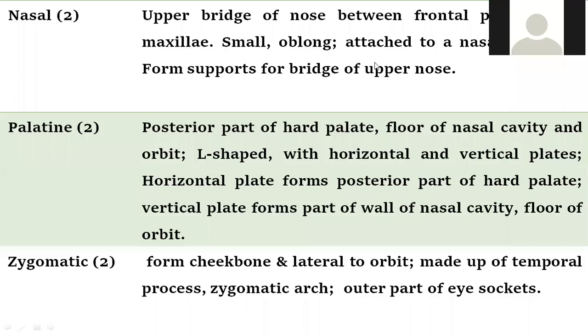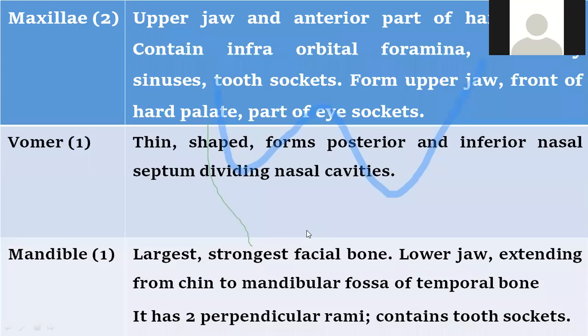So we are still on the bones that make the facial bones. Another paired bone of the face is the maxilla. And I'm sure you know this, that the maxilla is the upper jaw and anterior part of the hard palate. It contains the infraorbital foramen and the maxillary sinuses. Also, the tooth sockets are contained in the maxilla. Then they form the upper jaw in front of the hard palate, and they also form part of the eye socket, that is the orbit.